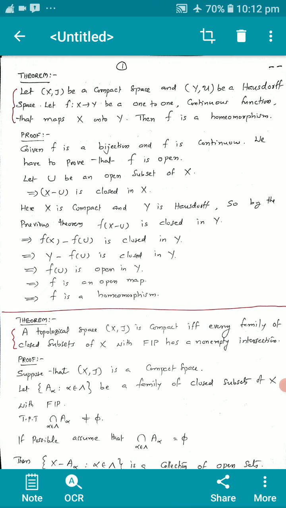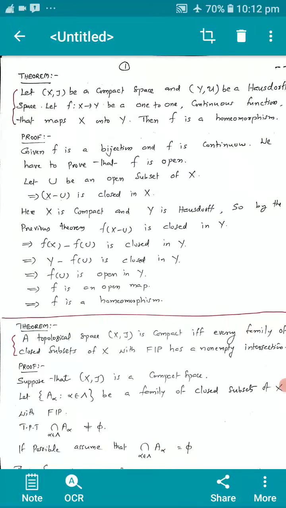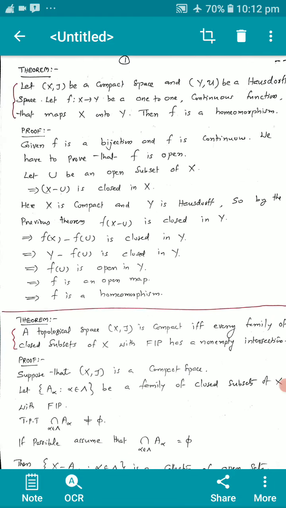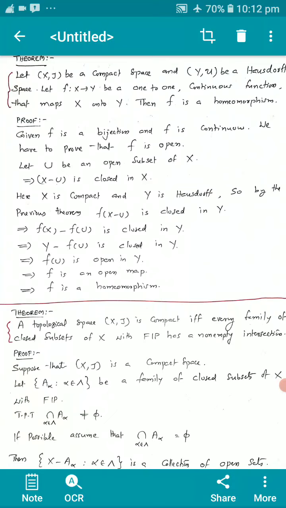Here f is a bijection and f is a continuous function. We have to prove that f is open. That is, you take any open subset of capital X, say capital U, and prove that f of U is open. So we are taking U as an open subset of X. That means X minus U is closed in X. Here capital X is compact and Y is Hausdorff. So by the previous theorem, f of X minus U is closed in capital Y.